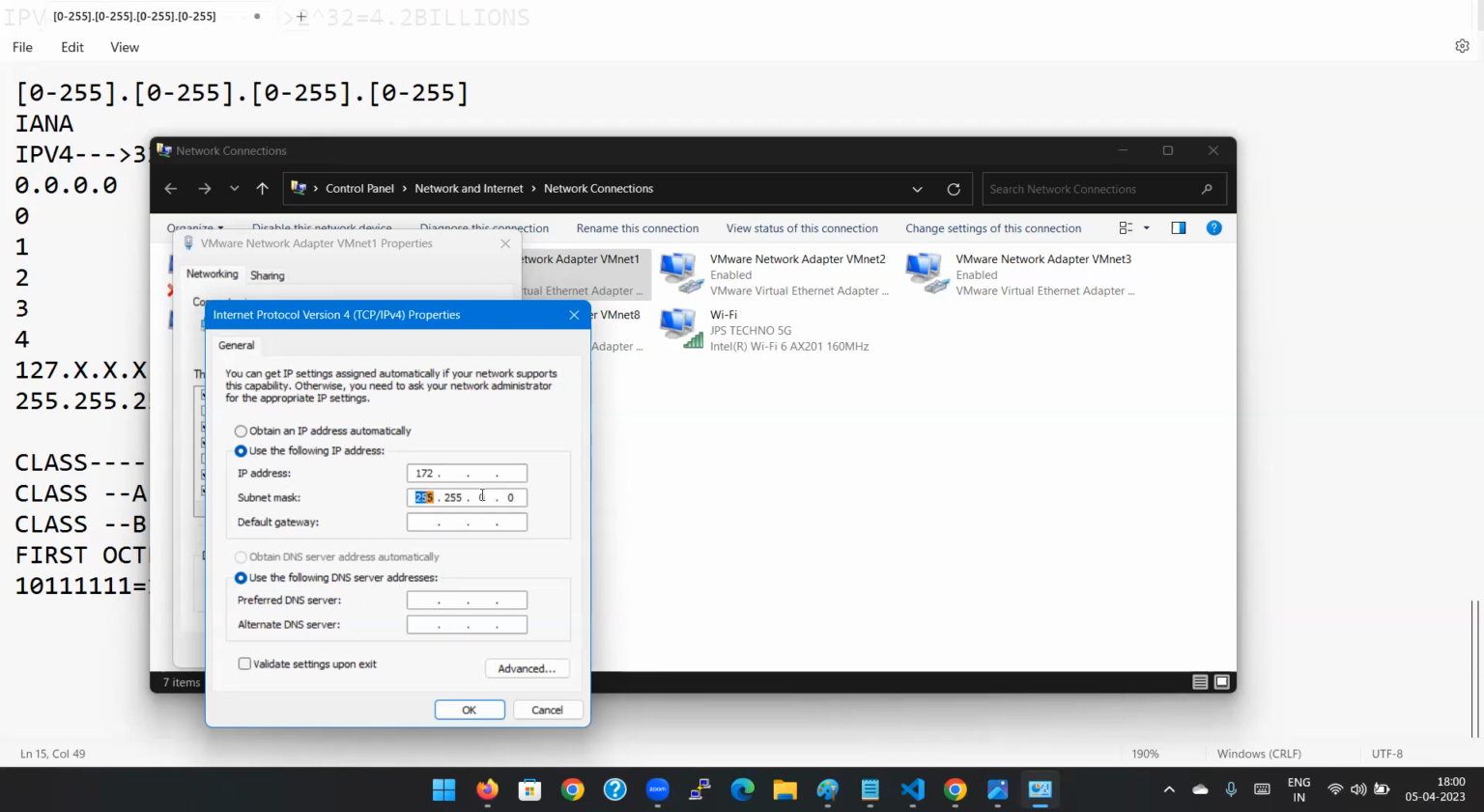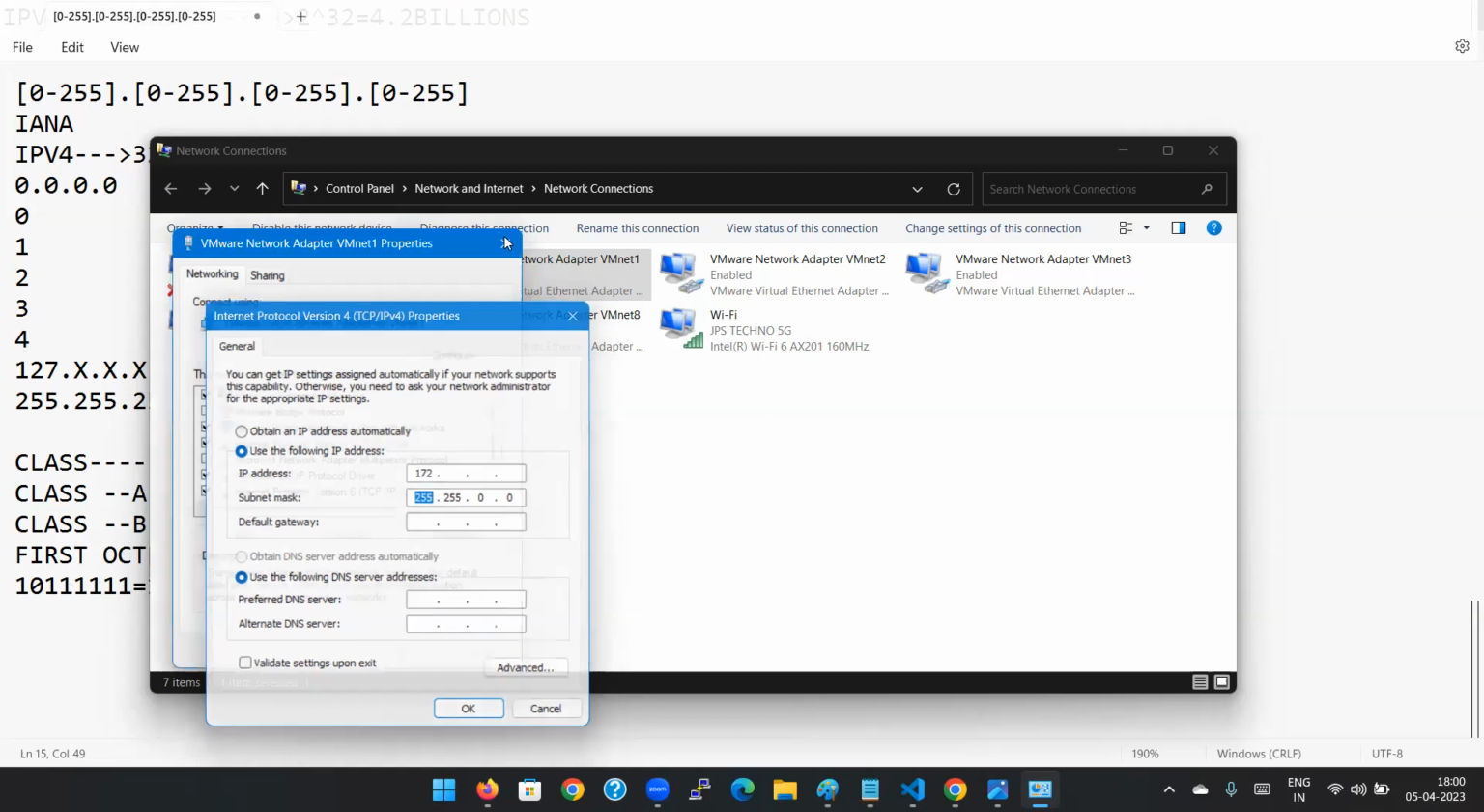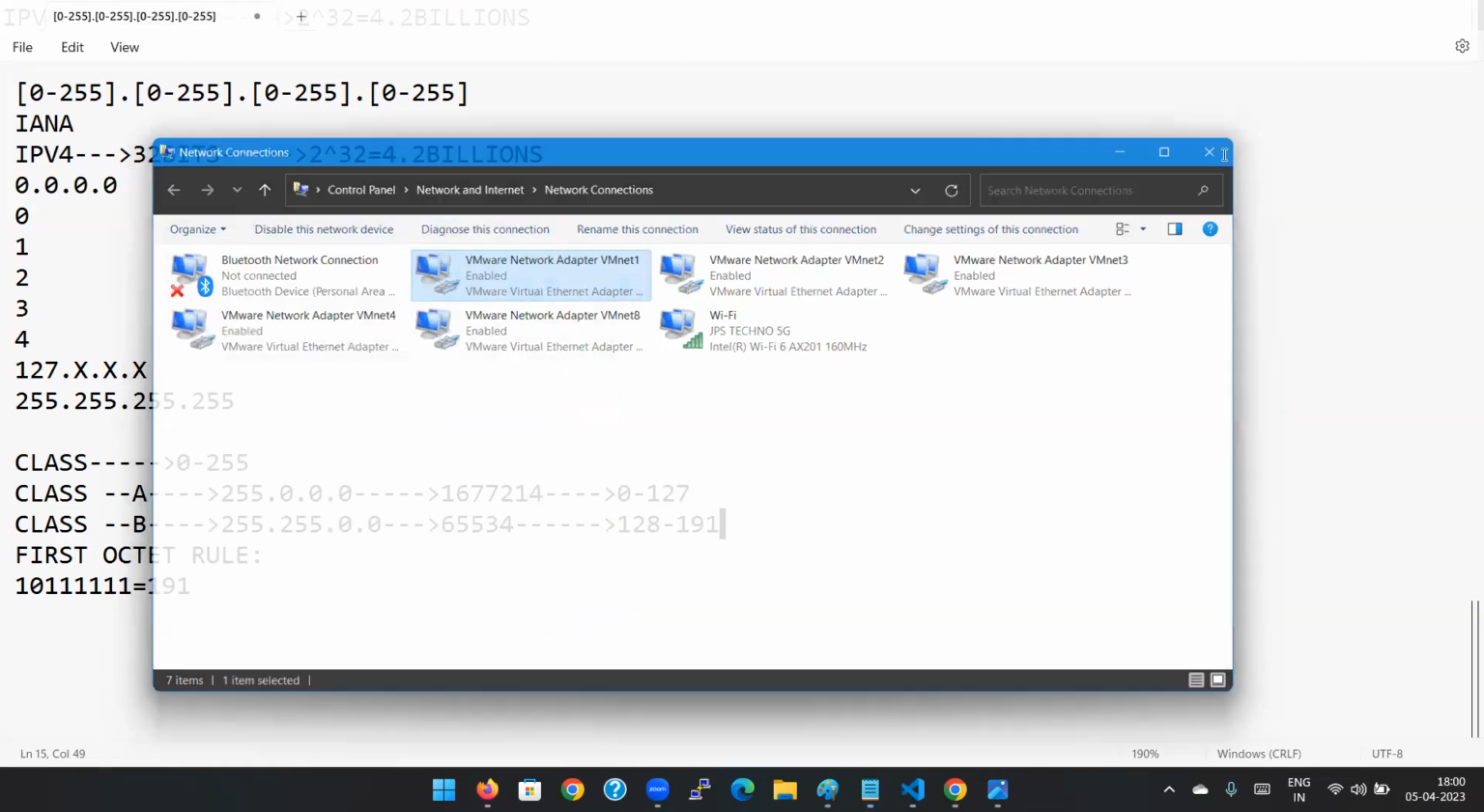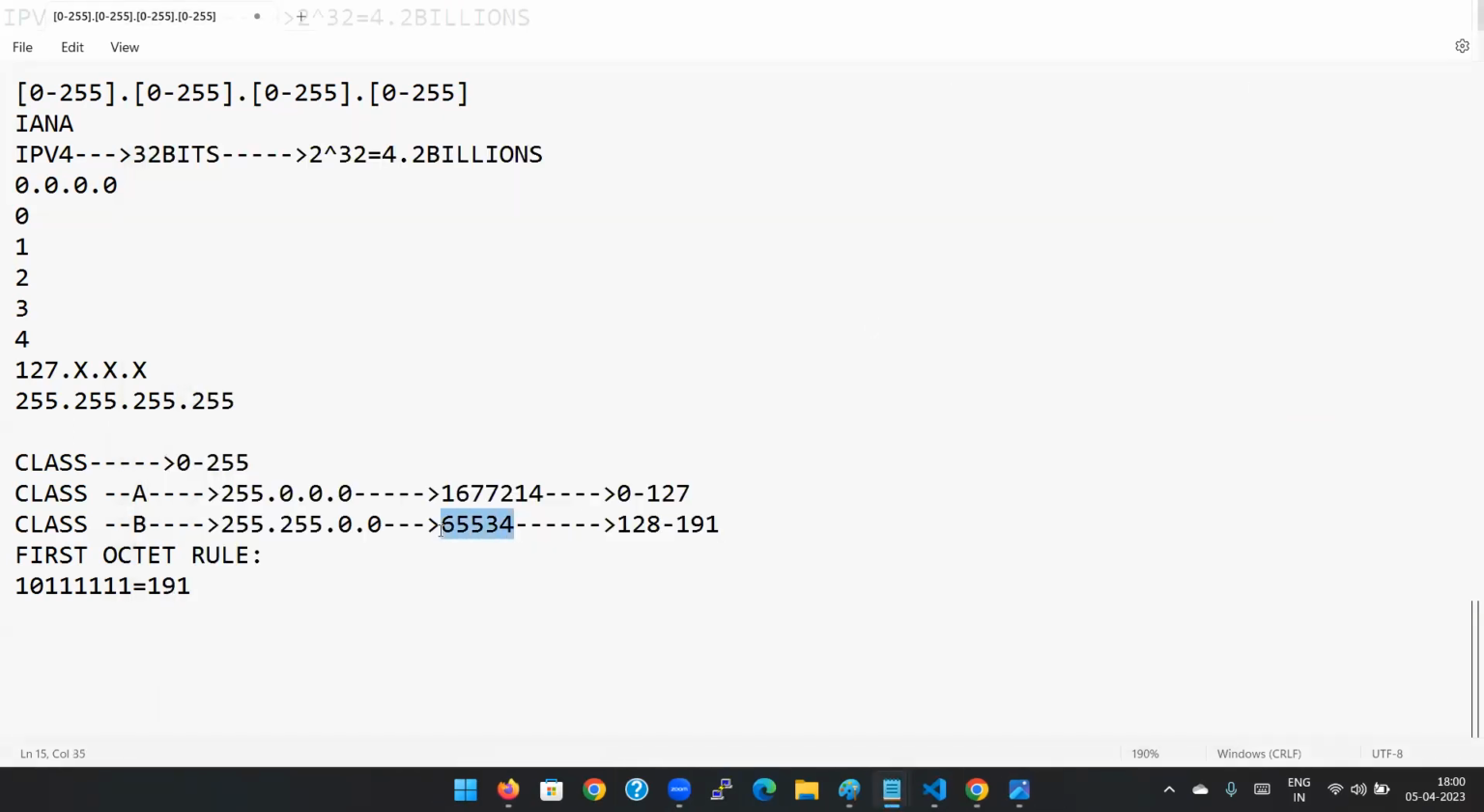So the subnet mask which has to be generated is 255.255.0.0. In class B, how many devices can I connect? About 65,000 devices I can connect.